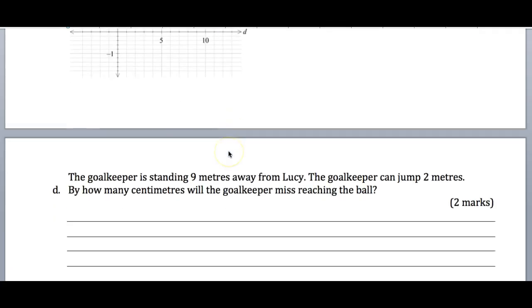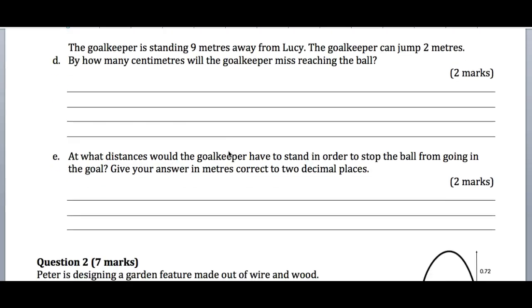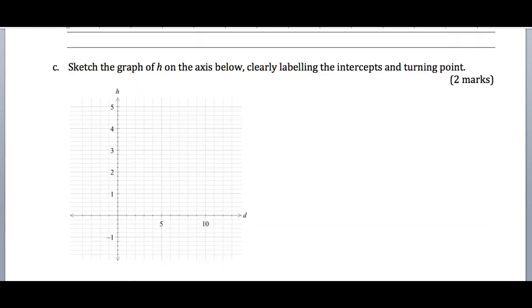Okay, let's move on. The goalkeeper is standing 9 metres away from Lucy. The goalkeeper can jump 2 metres. By how many centimetres will the goalkeeper miss reaching the ball? Okay, let's just go back to the graph here. I'm just going to have to redraw again. So there's start point, end point.